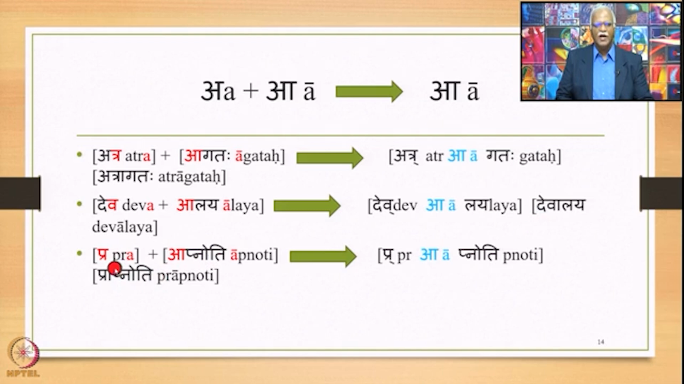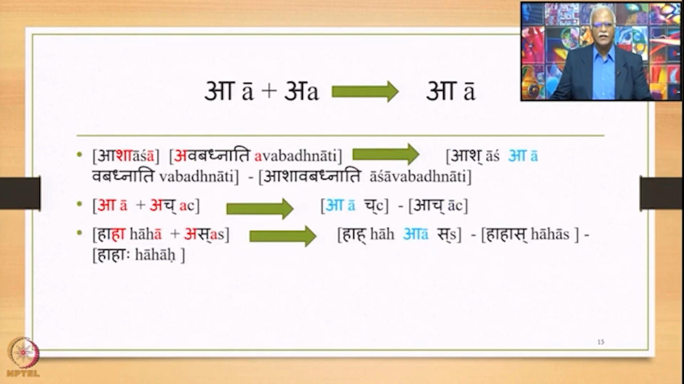Similarly, when we have a preverb or upasarga followed by a verb, dhatu, so pra plus apnoti. Pra ends in short a followed by long a, and so in place of both of them 6.1.101 applies and substitutes one a in place of both of them. So we have pra, a and pnoti. When we join this together, we get prapnoti.